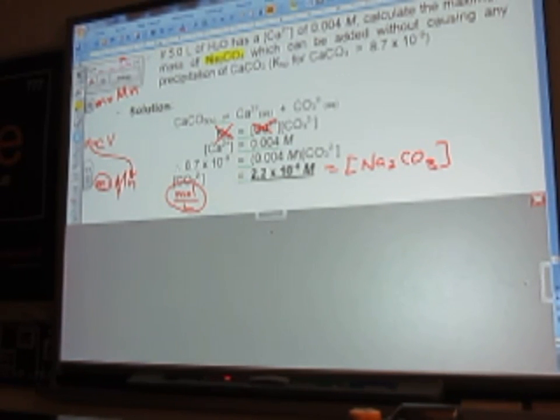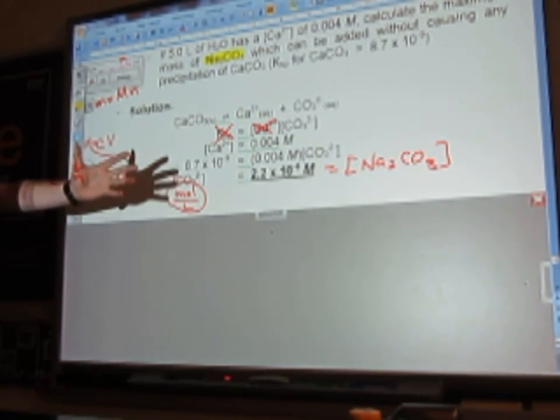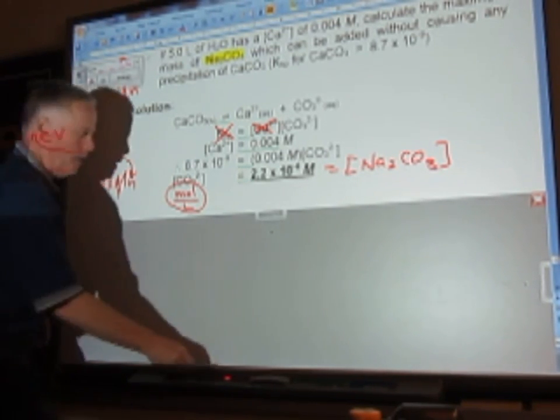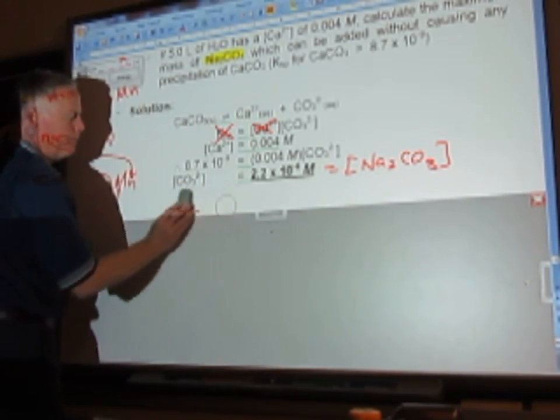So, work on it. I'll go through it one more time. Everybody go get the mass. Anybody who still doesn't know, I'll go through the thought process involved one more time. But it doesn't change.